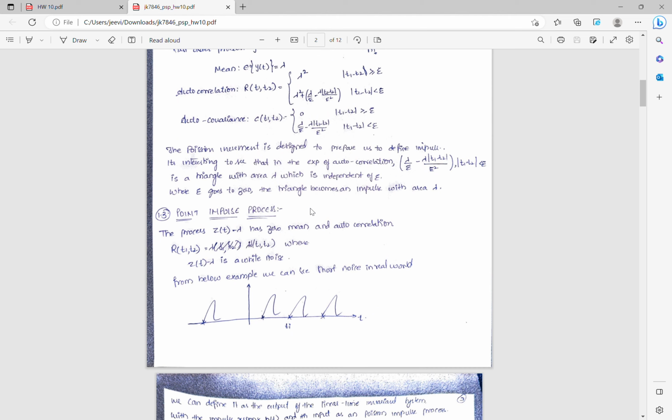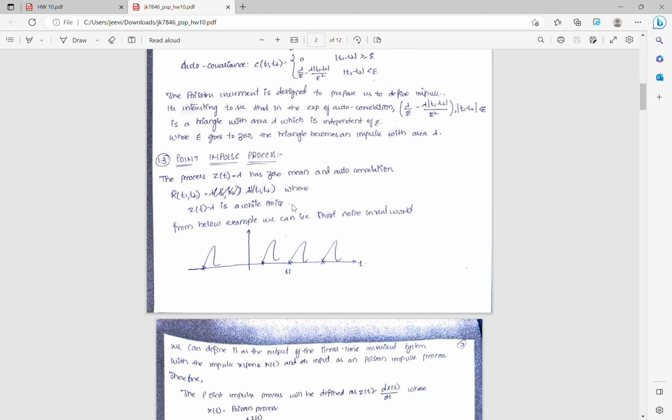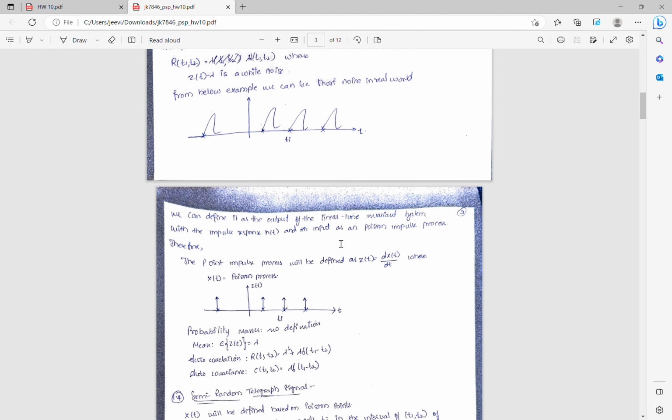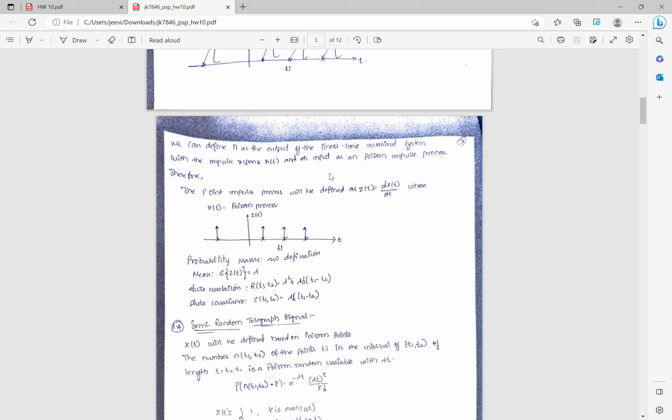Now for the Poisson impulse process, the process z(t) minus lambda has zero mean and an autocorrelation, that is, z(t) minus lambda is white noise. Here we can see a few examples of shot noise in the real world. We can define its output as a linear time invariant system with impulse response h(t) and its input as a Poisson impulse process. The Poisson impulse process is defined as z(t) = dx(t)/dt, where x(t) is a Poisson process.